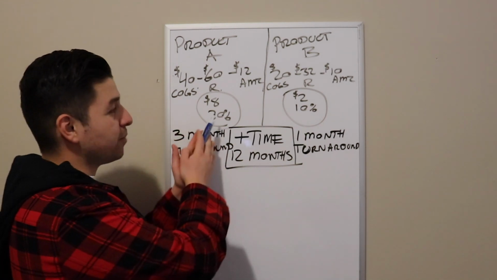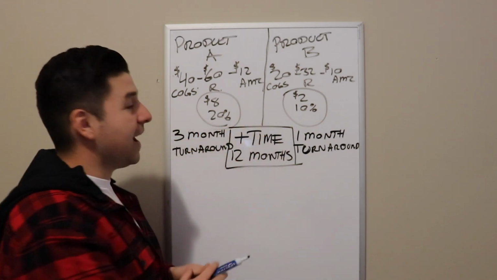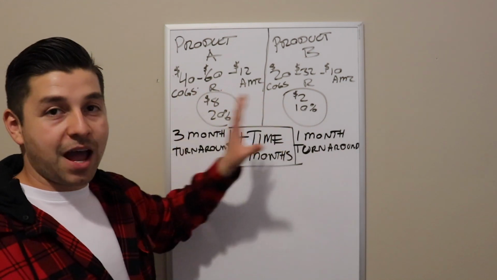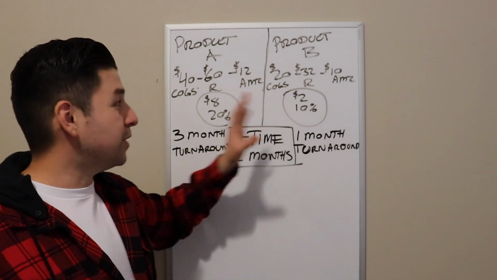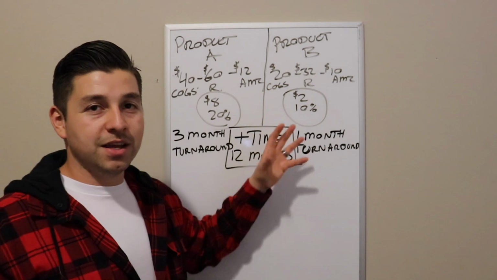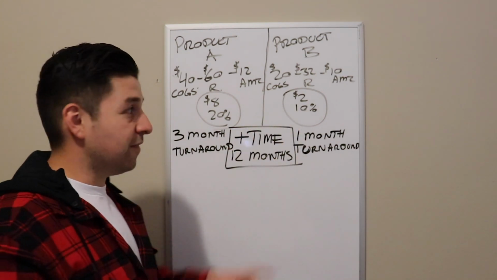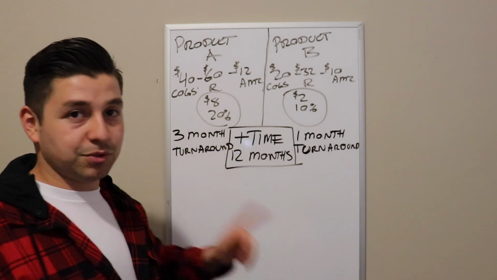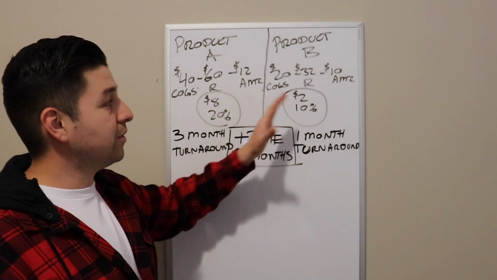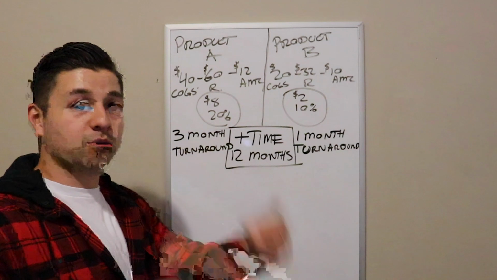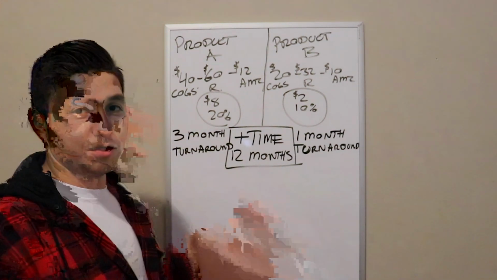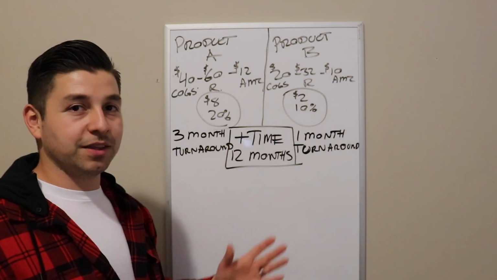So at face value, 20% looks better than 10%, and a lot of people for some reason are scared to have a 10% return. I have no problems investing on products that I'm gonna get a 10% return. If it's a 10% return a month. If it's a 10% return in 3 months, then absolutely not, I stay away from that. But if it's a 10% return in 1 month and I can do it over and over and over again, why would you not do that? You're not gonna get a 10% return on anything else that you invest in.